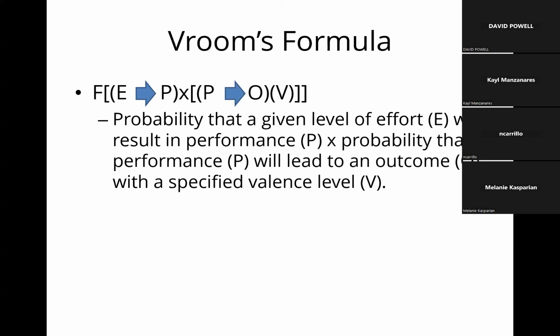So the basic formula of expectancy theory that you see on the screen is that the amount of effort someone is going to devote to a task is a function of, and the first term in your formula is E to P. E stands for level of effort. P stands for performance. So what is the probability that if they put forth this level of effort, they will achieve the level of performance that they want to achieve?